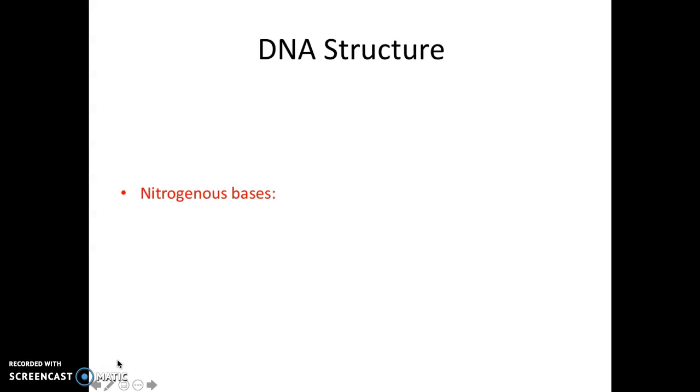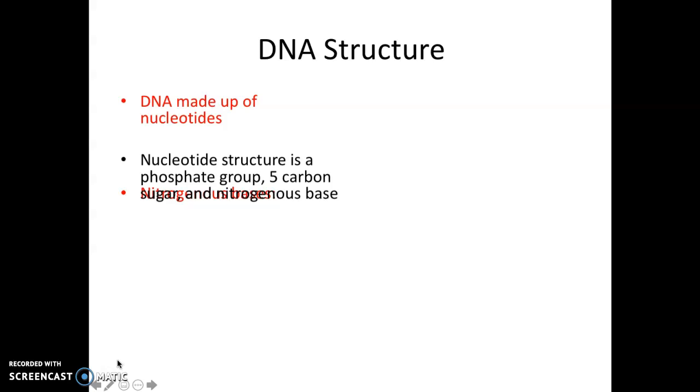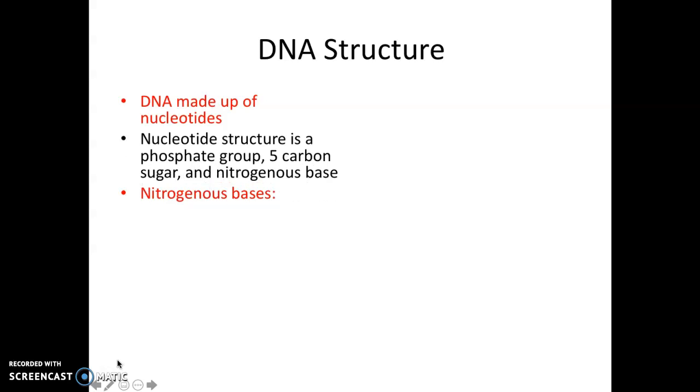So first, we're going to talk about DNA structure. So we know DNA is made up of nucleotides. This is going to be your sugar, your phosphate, and your nitrogen base. DNA is going to be made up specifically of deoxyribonucleic acid.